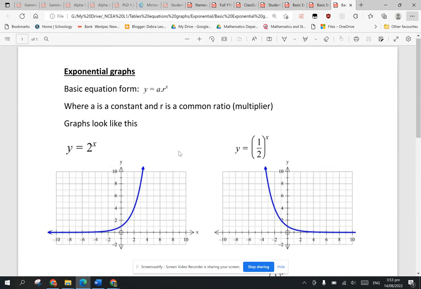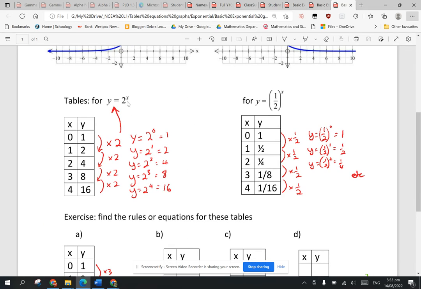If you had a pattern like this one here, you could make a table just by putting in values of x. If x is 0, and you put it in here, it's 2 to the power of 0, which gives you 1. If x is 1, then it'd be 2 to the power of 1, which is 2. If x is 2, then it would be 2 to the power of 2, which is 4, and 2 to the power of 3 is 8, 2 to the power of 4 is 16. And it could be the opposite if you have halves. So this is just making up a table.